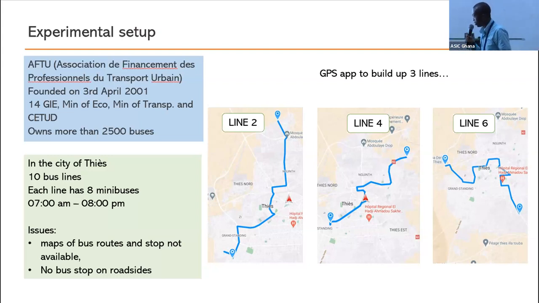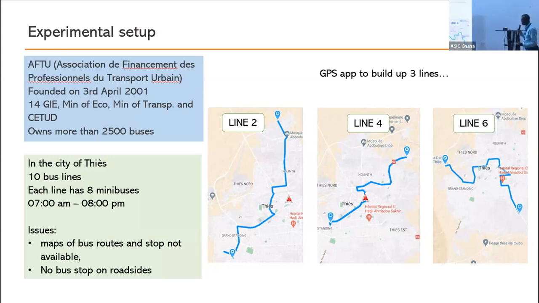In the evening. So one of the issues that we faced when we carried out the study is that they don't have a map. There is no map for the route. We were surprised: how are people using those buses without any map, and there is no bus stop? But the buses have lines and they are stopping, but we didn't know how. So it was a surprise.